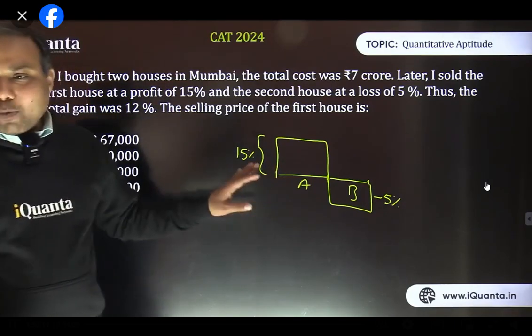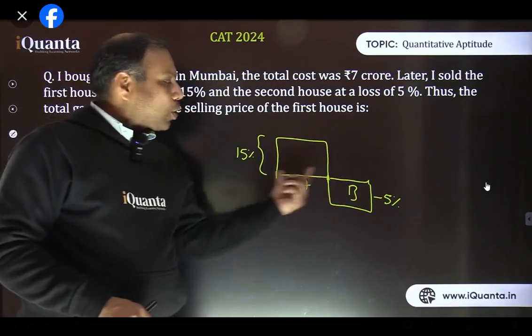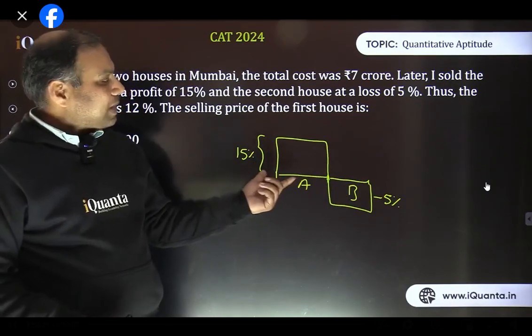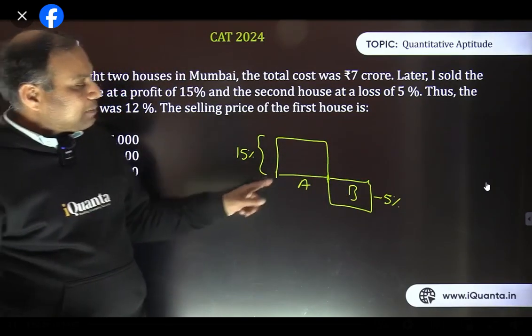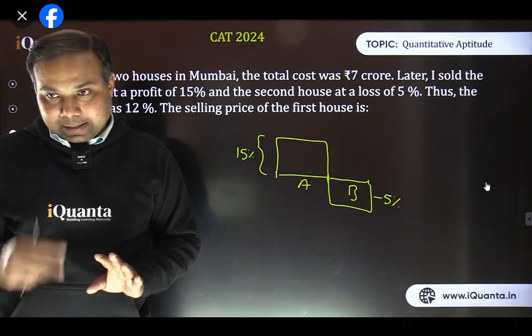Now see the other way. I'm not making equations now. I'm trying to simplify it. Now see here everyone, listen very carefully. So A and B are the cost prices of the two houses. On the house A, the first house, we are getting a profit of 15%. And on the other house, we are getting a loss of 5%. Fine? यहाँ तक बात ठीक है?